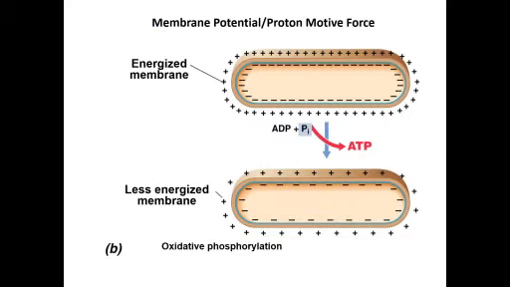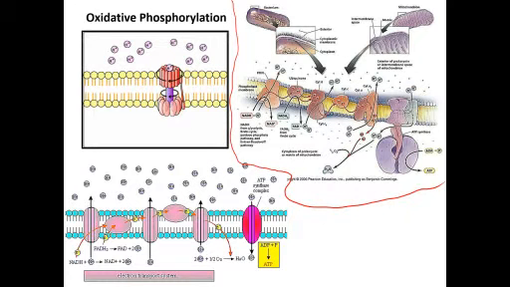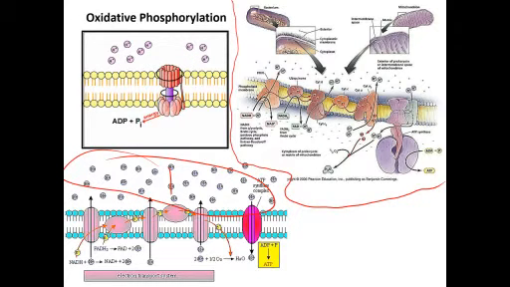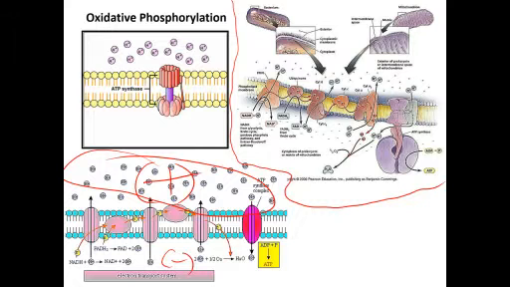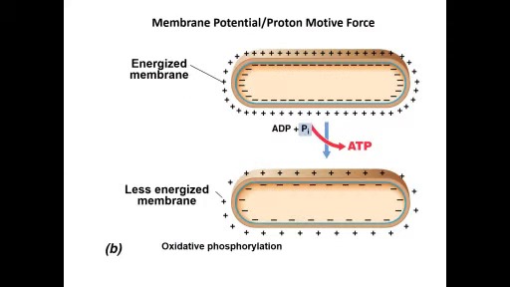Alright, so talking about this electrochemical gradient. Because you're pumping all these protons out, you end up with a plus charge on the outside and a negative charge on the inside. So you end up with a voltage difference, a membrane potential. You have an energized membrane, highly positive outside, negative inside.